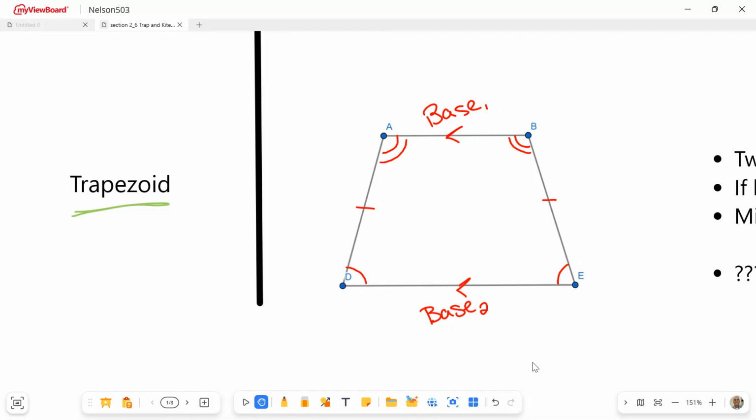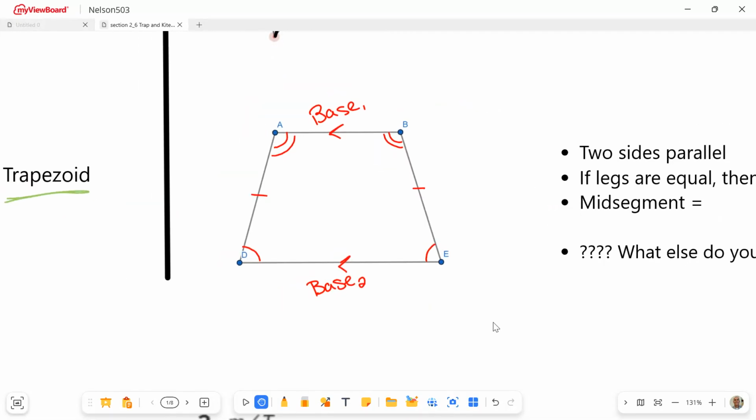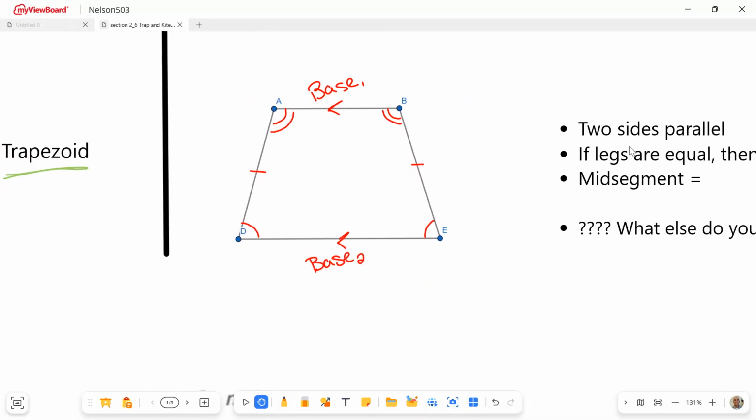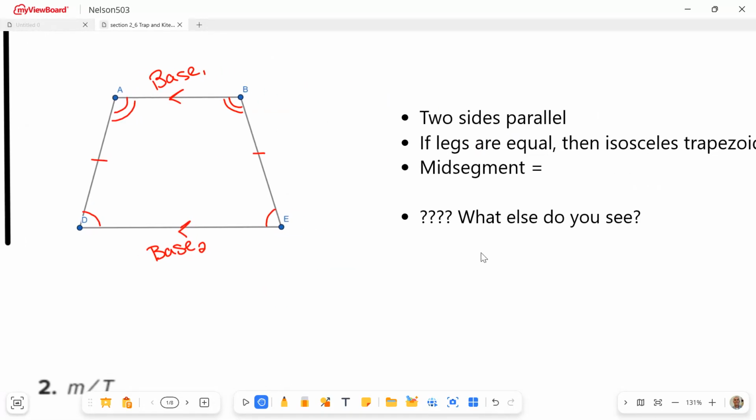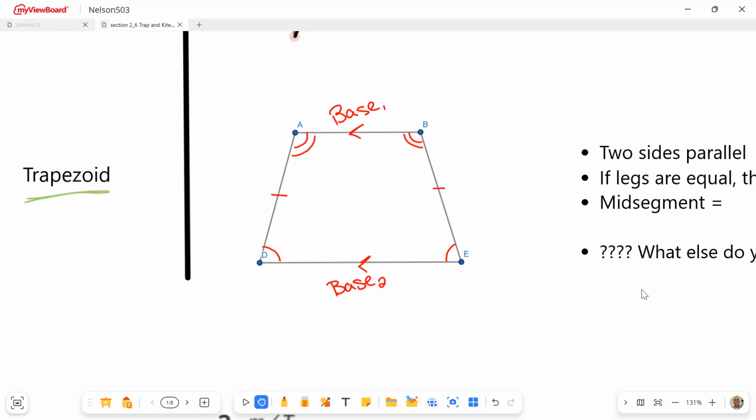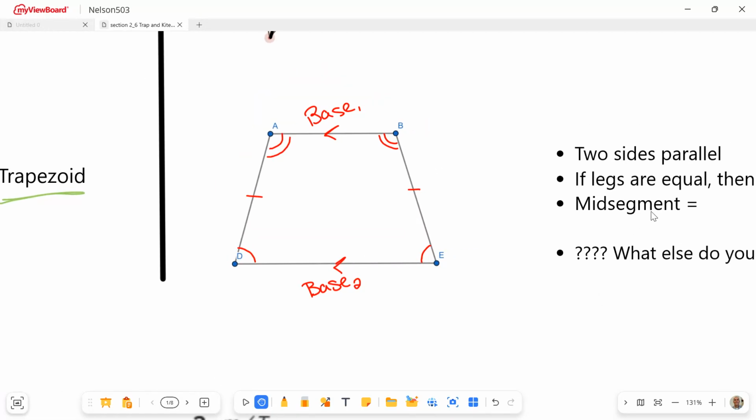And let's look over at some of my notes here. So a trapezoid has two sides that are parallel. If the legs are equal, then it's called isosceles. Okay. Now, I haven't said anything about this mid-segment right here. So let's draw a mid-segment in. It looks like this. Okay. You find the midpoint of this side, and you find the midpoint of this side, and then you connect them. This thing right in here is called the mid-segment.